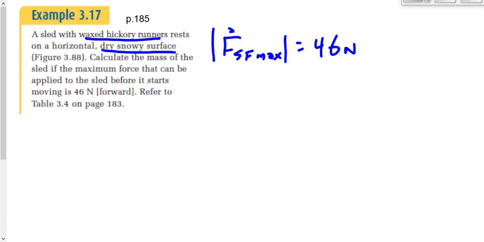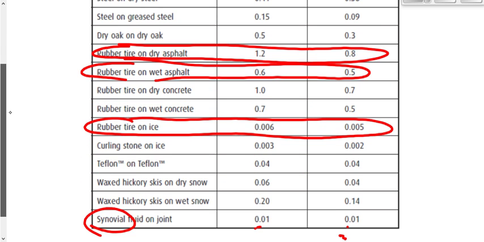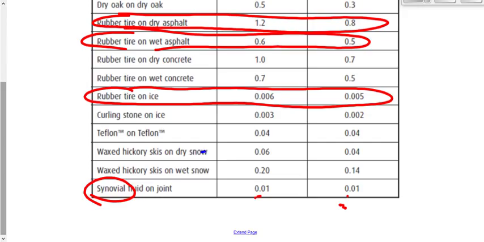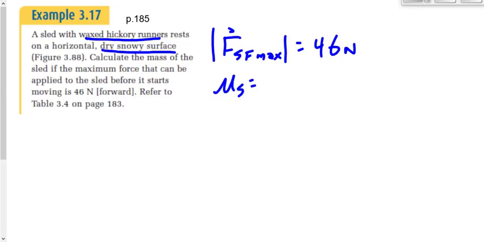Now, that doesn't mean static friction is always 46. Maybe it's 20. If I pushed with 20, that's what it would be. If I pushed with 40, that's what static friction would be. If I pushed with 46, static friction would be 46. If I pushed with 47, it moves and it's kinetic. The coefficient of static friction, by the way, waxed hickory runners, dry, snowy surface. Waxed hickory, dry snow, static, 0.06. No units, by the way, for that. Just a number.